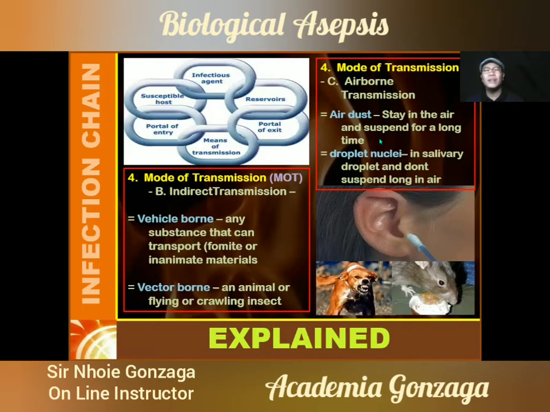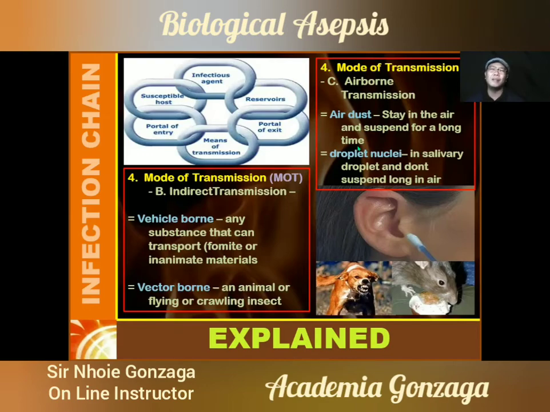Another thing is we also have airborne transmission, when the air traveling around the room carries the virus. There are two kinds of airborne transmission. You have the air dust. It stays suspended in the air a long time. We also call air dust aerosol. And you have droplet nuclei. This is only suspended in the air for a short period of time because of the weight of the saliva which it carries with it.